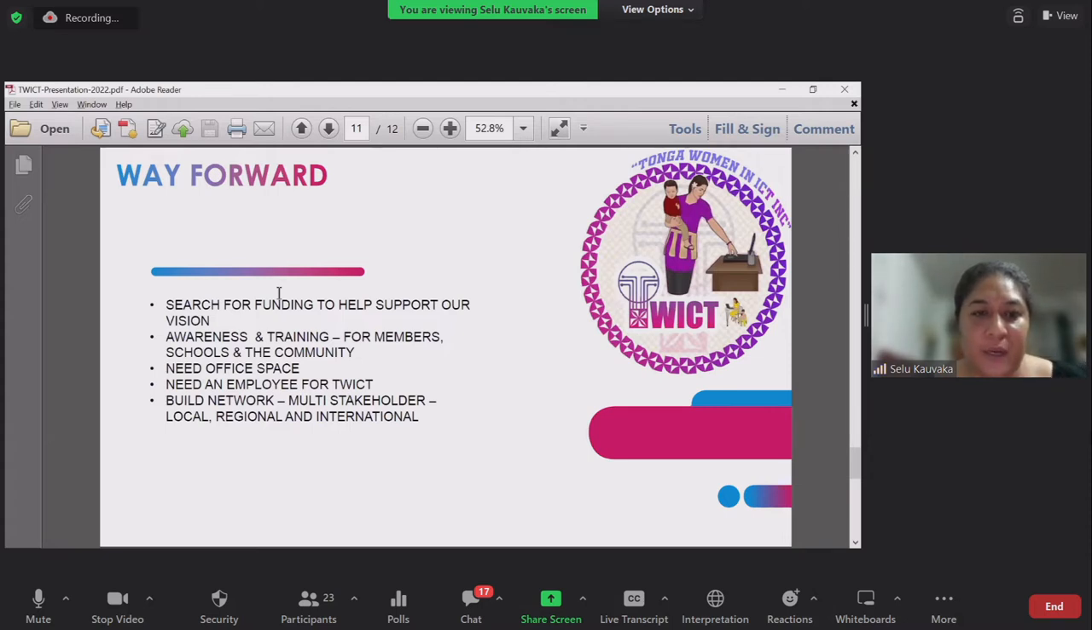Way forward: search for more funds, and provide and be available for more awareness trainings for members and the community. We need office space. Currently, TWICT operates on the go. There is no office space. Everyone is operating from home or from their office, and we regroup in a coffee shop every time we need to meet. So that's how we've been operating.